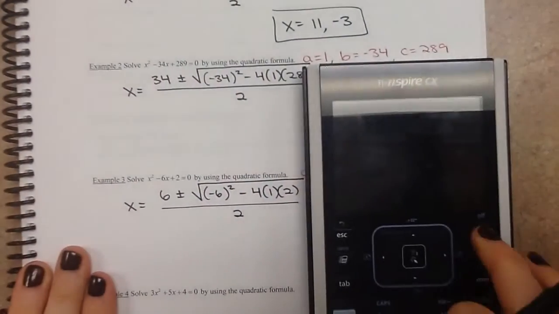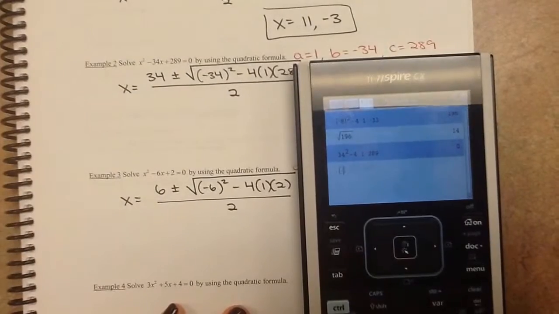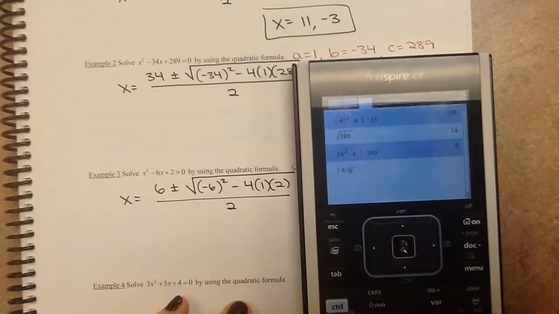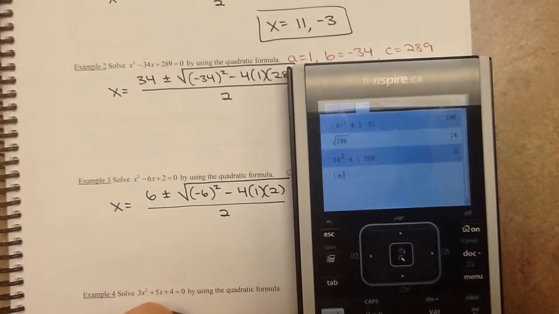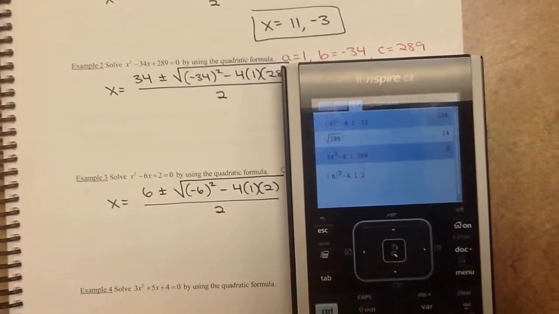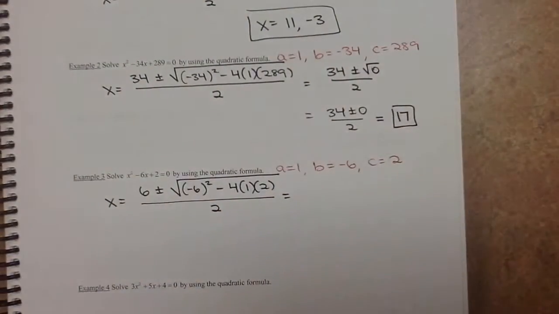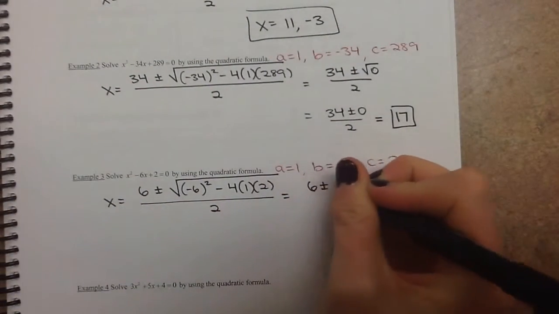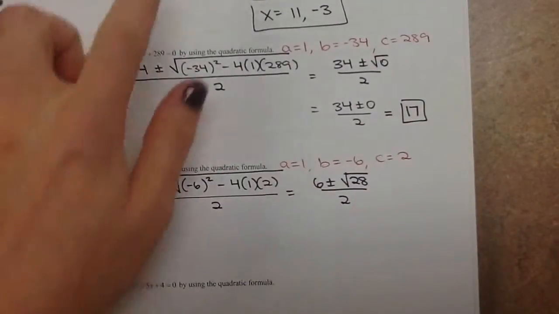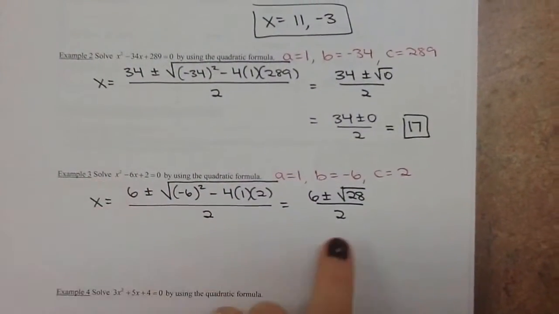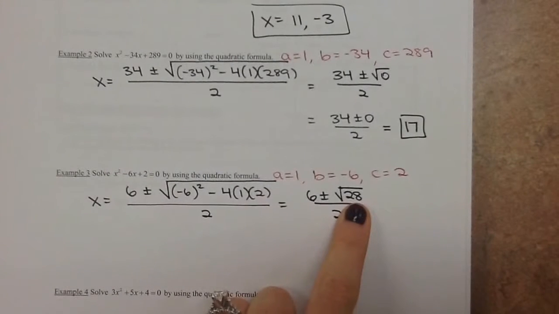Okay, I'm going to plug what's under the square root into my calculator. So negative 6 squared minus 4 times 1 times 2. So I get a 28. So there's a 28 under my square root. Okay, so I'm trying to give you a taste of some different scenarios here. This scenario, you've got 28 under the square root.